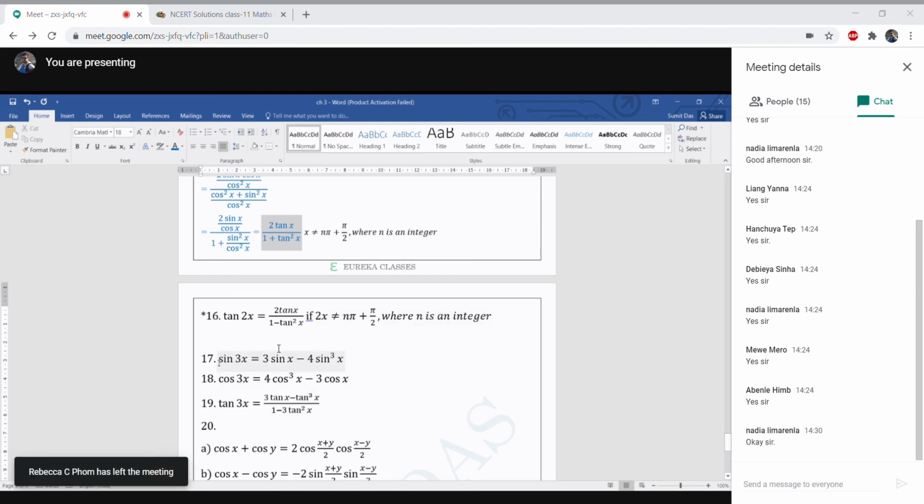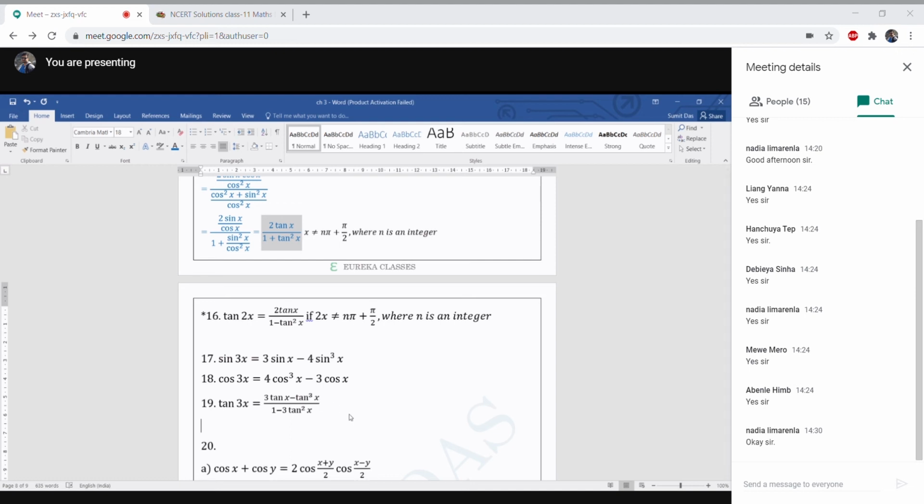Sine 3x, how will you find it? You can find it by sine of 2x plus x. So this formula I'm not going to do. Understood? I'm doing one formula, tan. Sine and cos you try by yourself, because these proofs are not really needed.